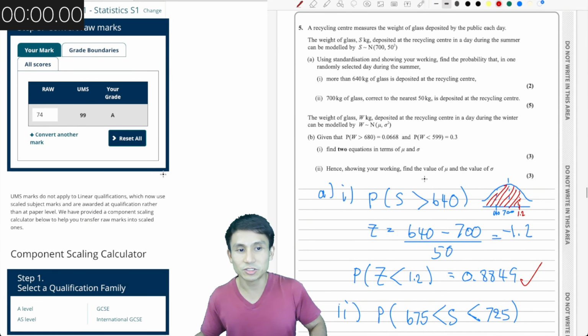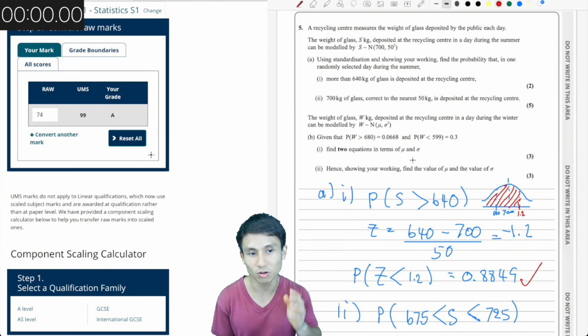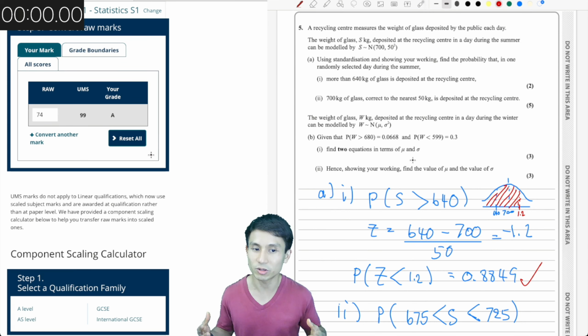Normal distribution is usually fine here, if you understand the concept really well. I don't suggest you memorize anything except the Z score. The key technique here for normal distribution is that you need to be able to visualize what area you want. And the other key technique is that you need to know that this is symmetrical.